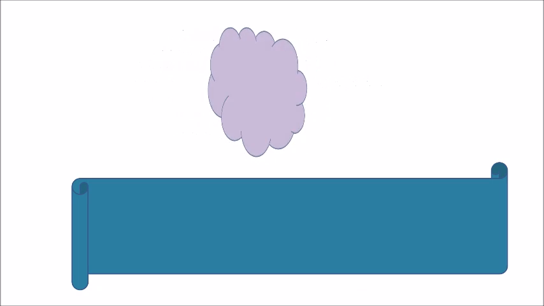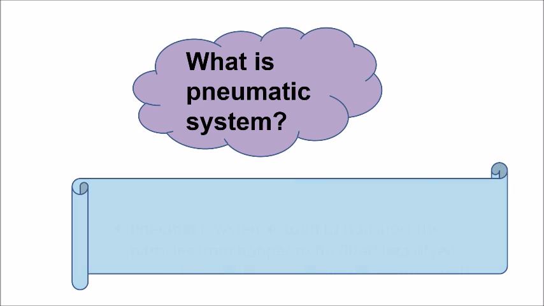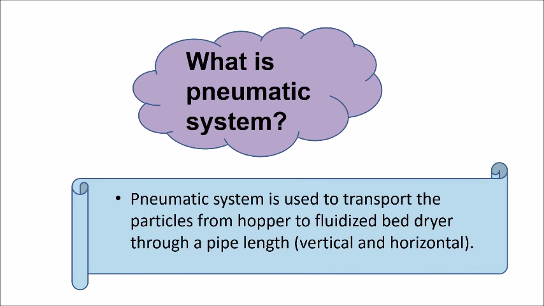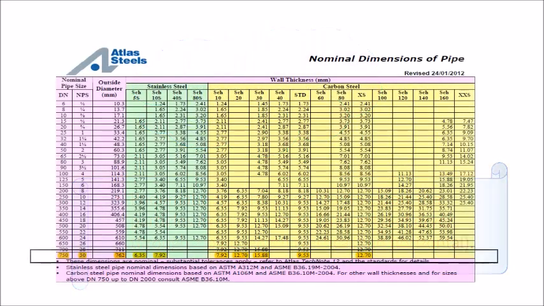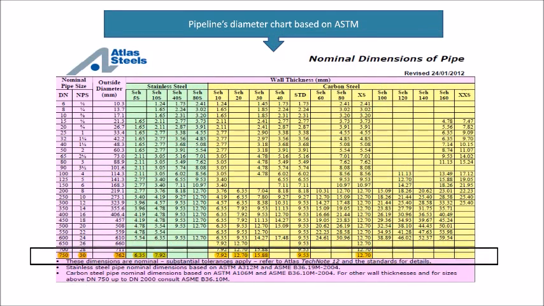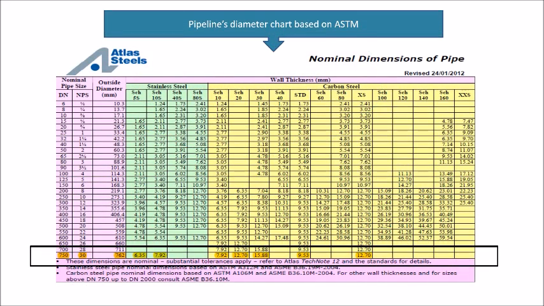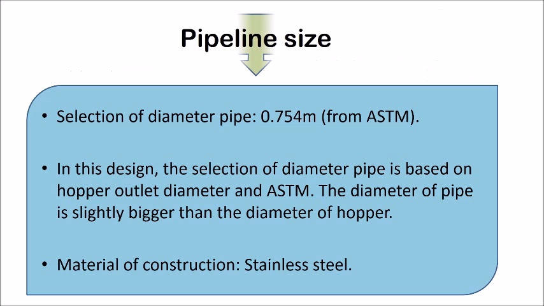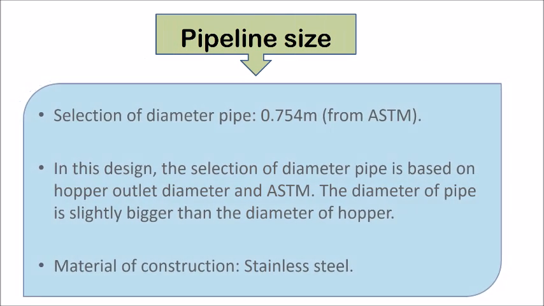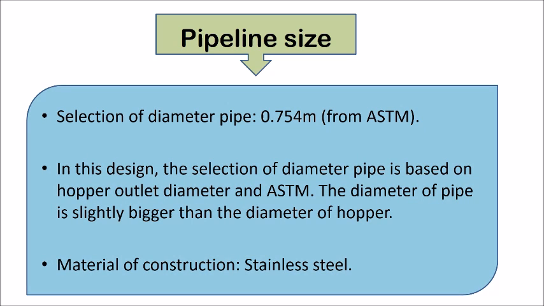What is pneumatic system? Pneumatic system is used to transport the particle from hopper to fluidized bed dryer through a pipeline. This is the nominal dimension of pipe based on ASTM. The selected diameter of pipe is 0.754 meter and the material of construction is stainless steel.